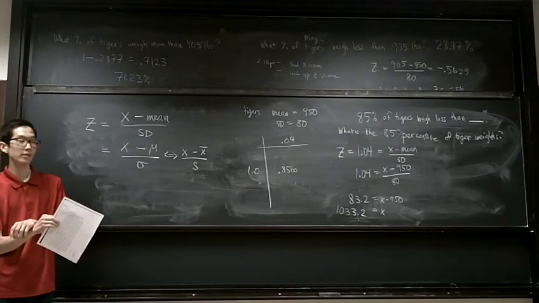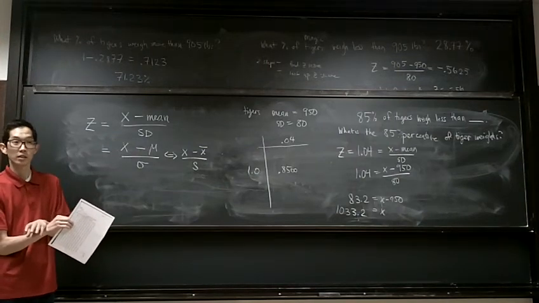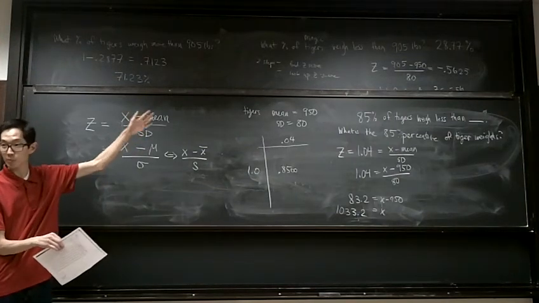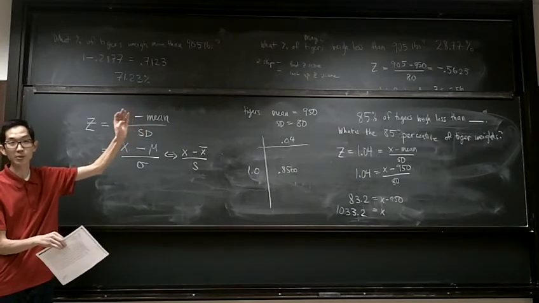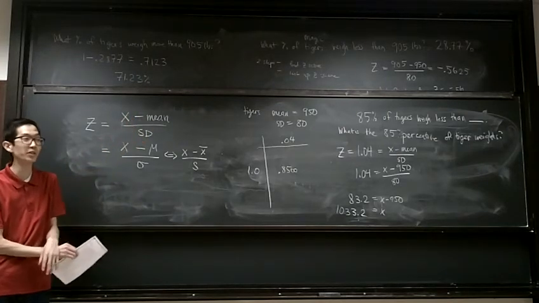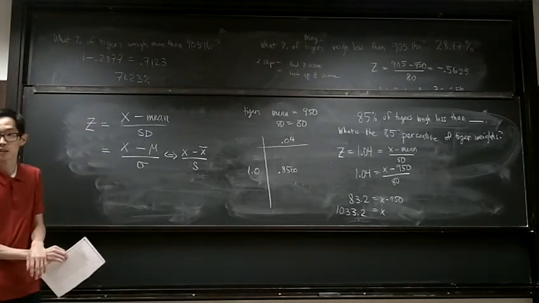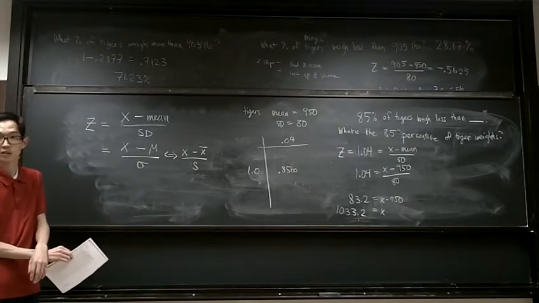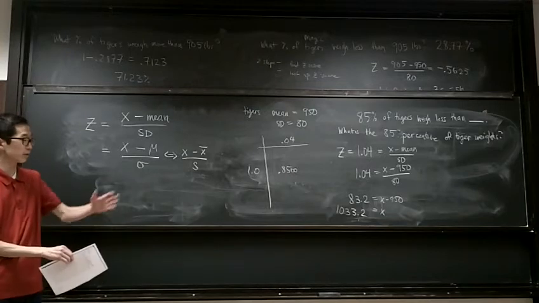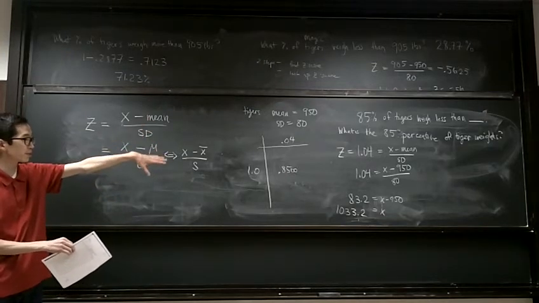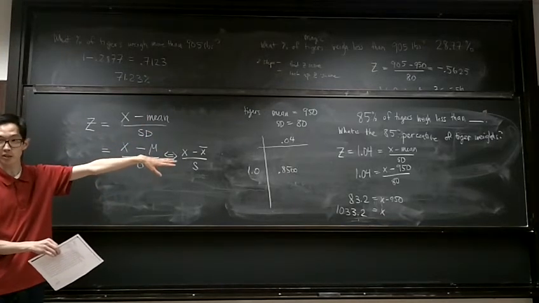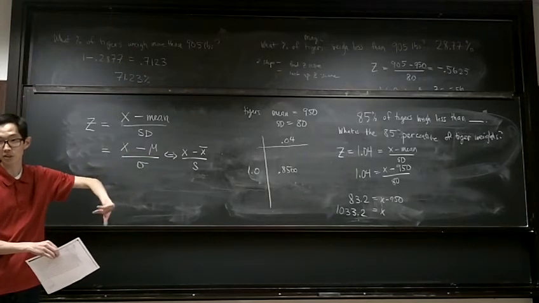Is that okay? You have to be comfortable with both types of problems. You're going to see both types of problems on your midterm next week. If you give us a percentage, in this case you will go to the table first, find the z-score, and turn the z-score into a measurement.